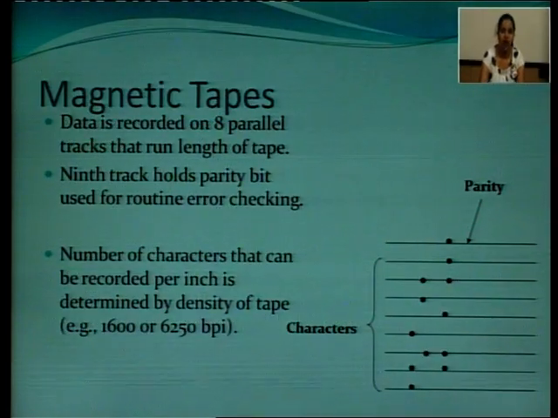Here you see how the data on a magnetic tape works. Data is recorded on 8 parallel tracks that run the length of the tape. Here you see there are 8 tracks and the data runs parallel to each other, and the 9th track holds parity bits. We use the parity bit for routing error checking. The number of characters that can be recorded per inch is determined by the density of the tape.